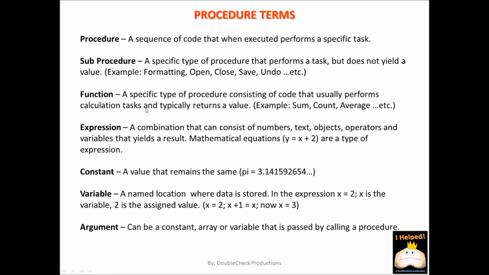An expression is what we typically think of whenever it comes to math, like y equals x plus 2. That's referred to as an expression. A constant is a value that remains the same, it never changes. Pi is a good example of that. And a variable is a value that can change even within our code. Again, just like math. Finally, we have an argument. An argument can be a constant, it can be a variable. Normally, that's reserved for our input, a value that we're inputting.